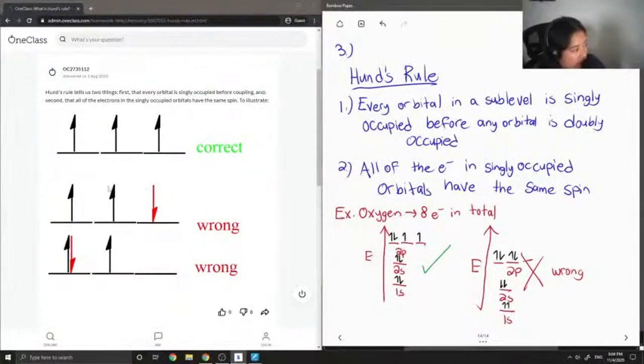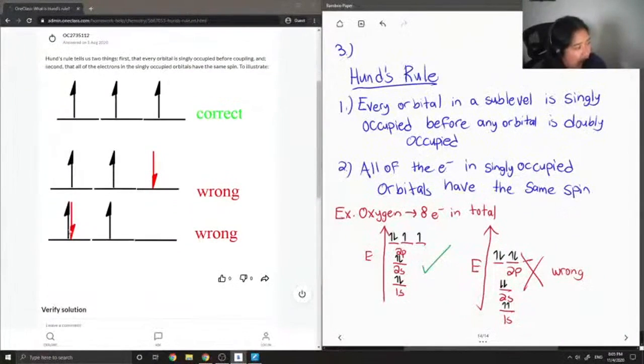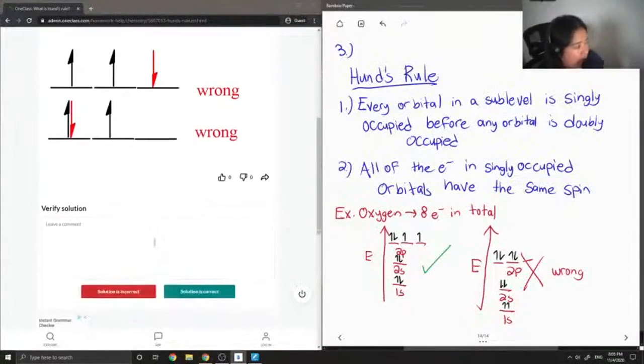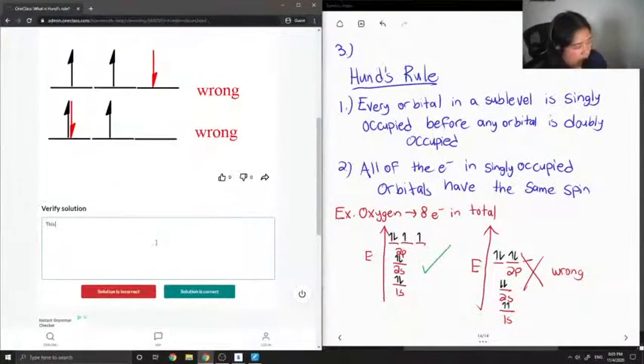If you were to do this the wrong way, you have 2 electrons pointing up and then 1 pointing down, or you have 2 electrons in the first and only 1 in the second and none in the third, so that is wrong. So this solution is correct, and they gave pretty good examples as well. Okay, so now let's move on.